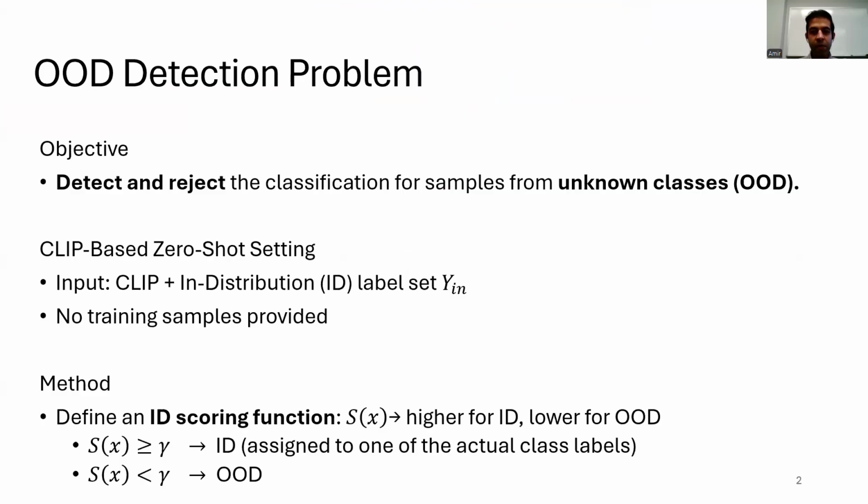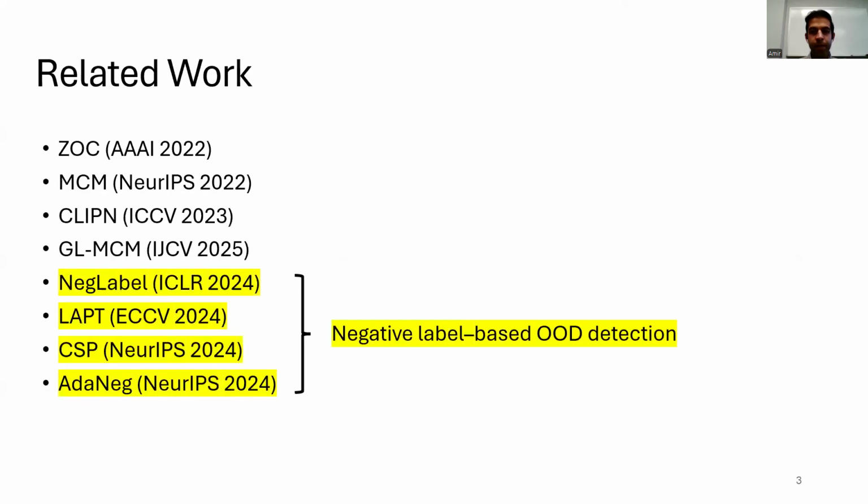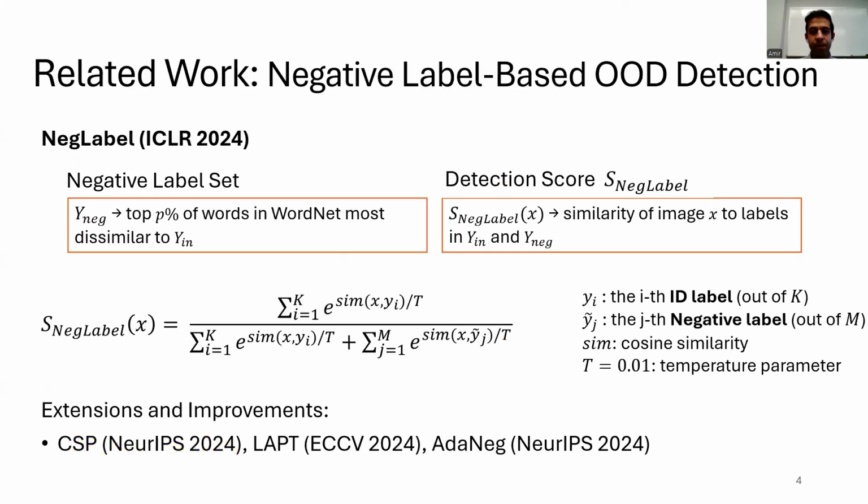In this work, we focus on the zero-shot setting using the CLIP model. A common strategy for OOD detection is to design an ID scoring function which assigns higher scores to ID samples and lower scores to the OOD samples. By applying a threshold, we can decide whether an input is ID or OOD. Over the past few years, many methods have been proposed for zero-shot OOD detection. Among them, negative label-based approaches have gained special attention.